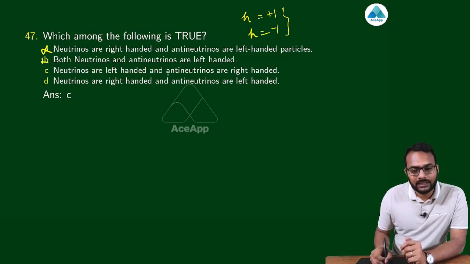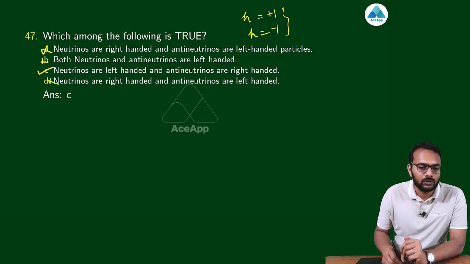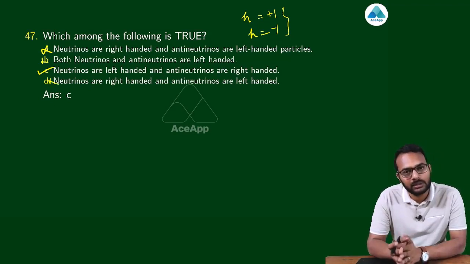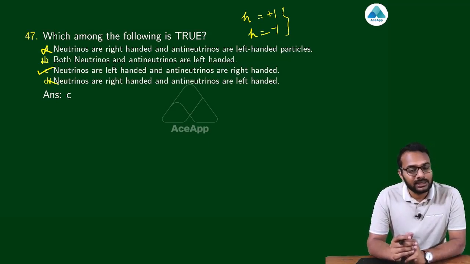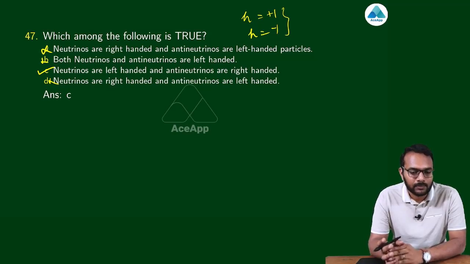Neutrinos are left-handed and antineutrinos are right-handed. Indeed, this is correct. Neutrinos are right-handed and antineutrinos are left-handed. This also is wrong. So option C is the correct answer. You have to remember this. This is a funny thing in nature. Neutrinos are indeed left-handed. The parity is violated in nature. Alright.